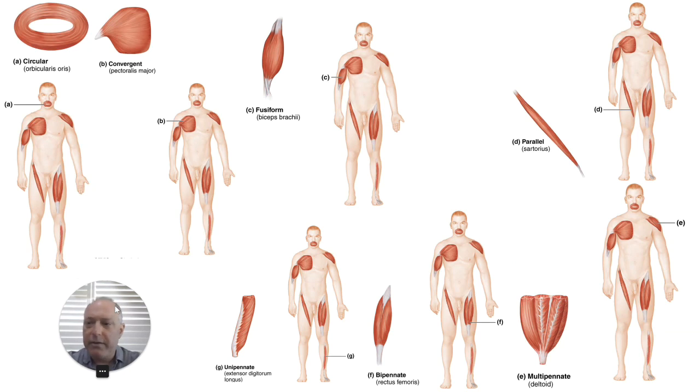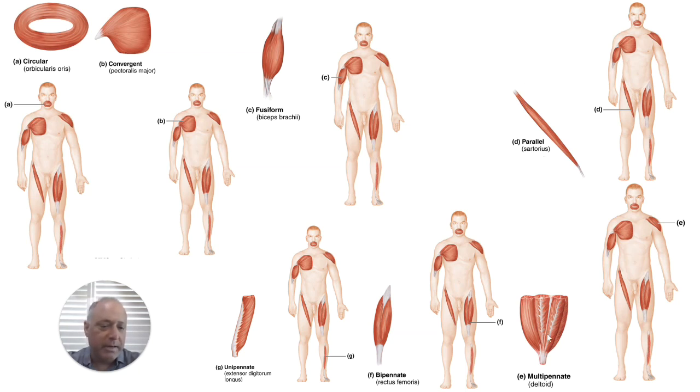Okay, firstly, there are arrangements of the fascicles. Circular is one type of muscle, like orbicularis oris, around the mouth. Then there are convergent muscles, where the muscle groups converge onto a single tendon, like pectoralis major. There are fusiform muscles, where you have two muscle groups that have fused into one belly, like biceps brachii. They're parallel, where the fibers are parallel to each other, like sartorius.